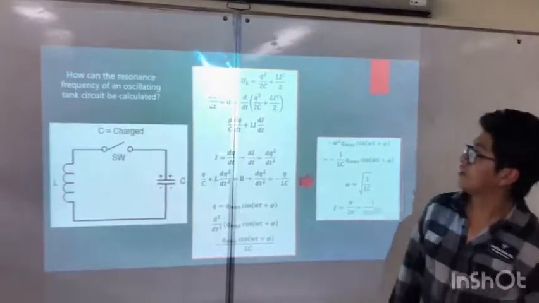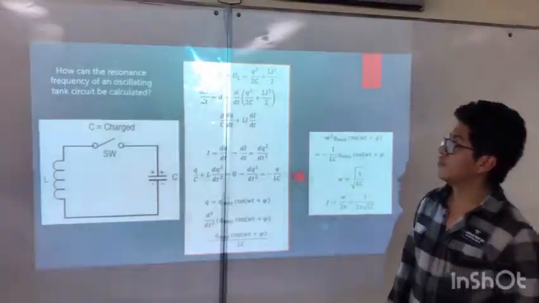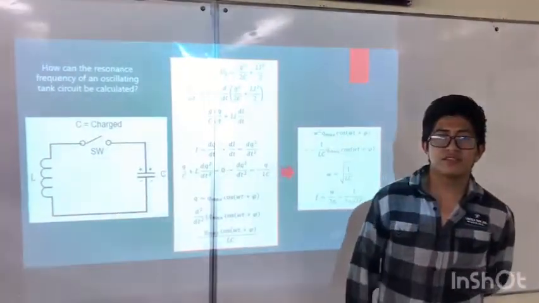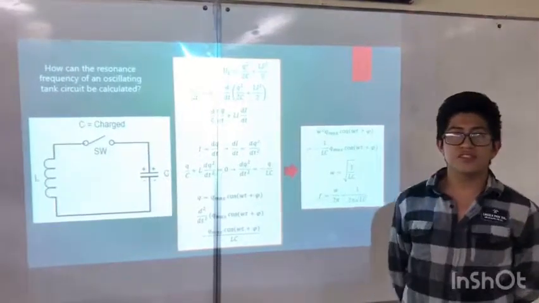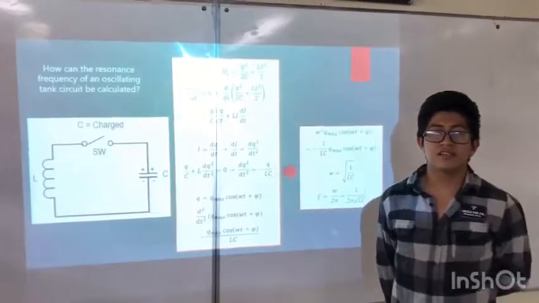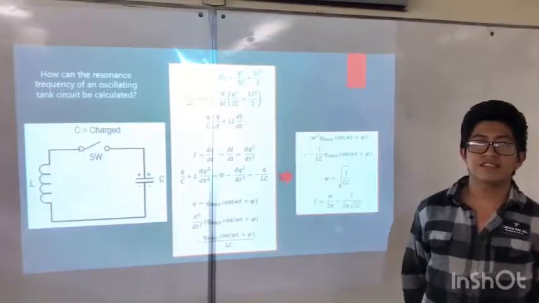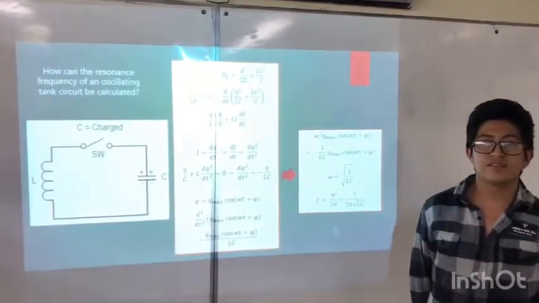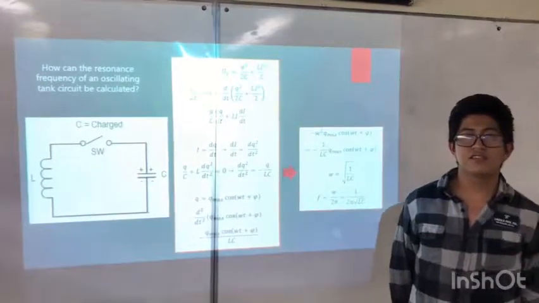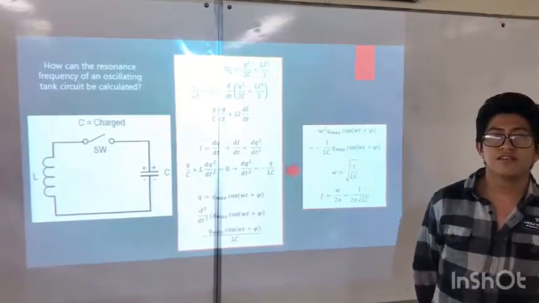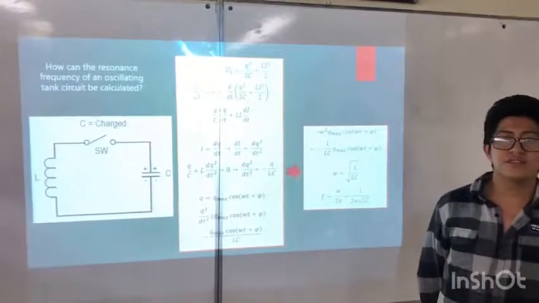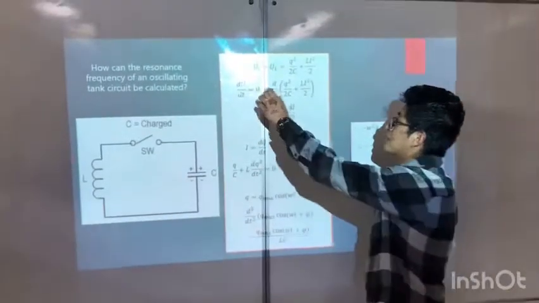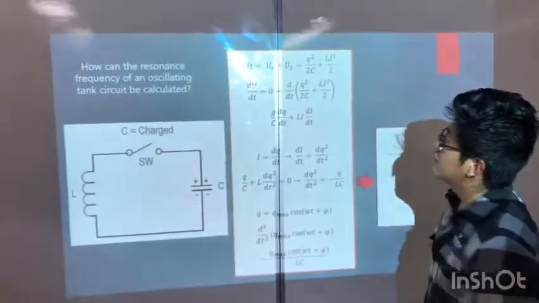I'm going to talk about how the resonance frequency of an oscillating tank circuit can be calculated. We will consider a certain time t after the switch is closed, when the current and charge are less than the max. This means that at this time both of these elements store energy, and the sum of them is the total energy of the LC circuit at time t equals 0. The total energy is the capacitor plus inductor energy.